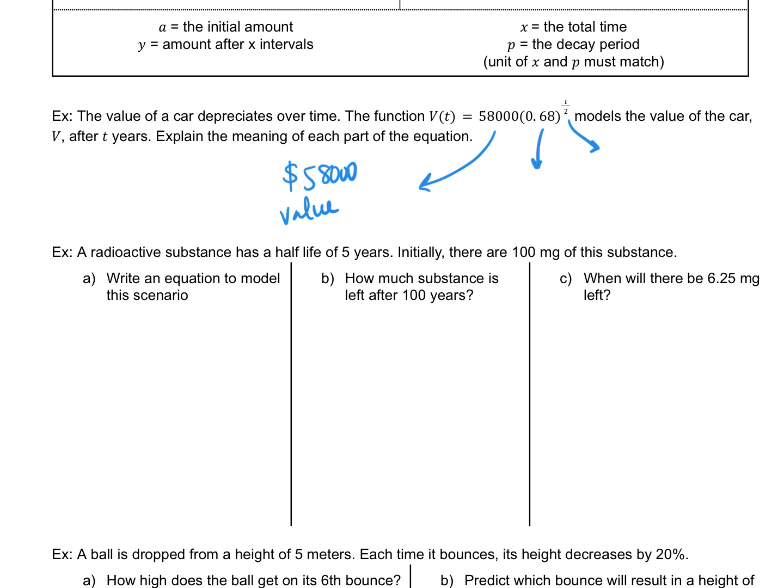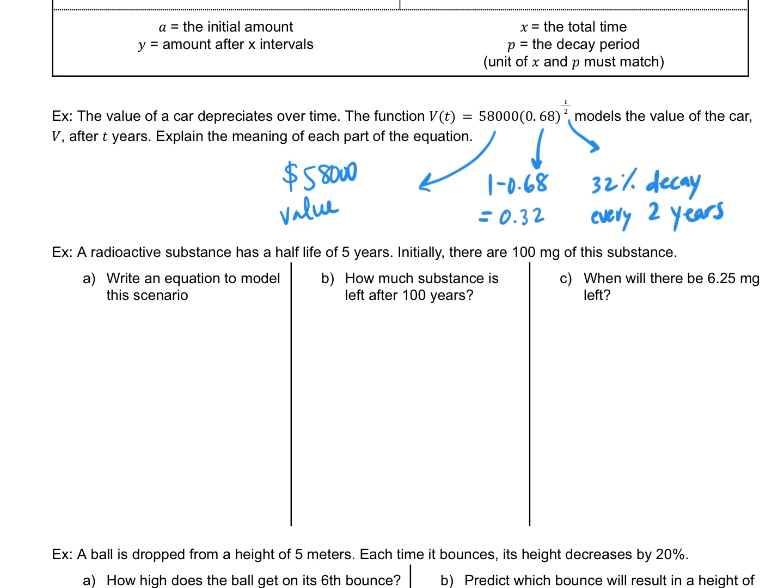And to figure out the actual decay rate, I'm going to take 1 and subtract 0.68 because the 0.68 represents the car maintains 68% of its value. So if we want to know the decay amount, we have to do that subtraction, and we'll get 0.32, which means 32% decay or 32% loss every 2 years.